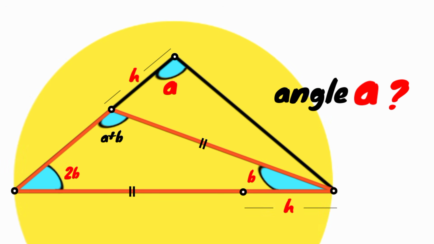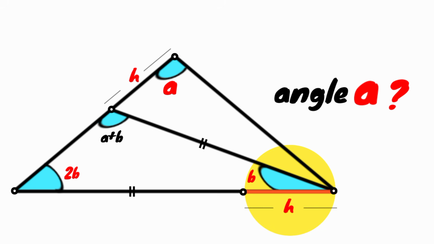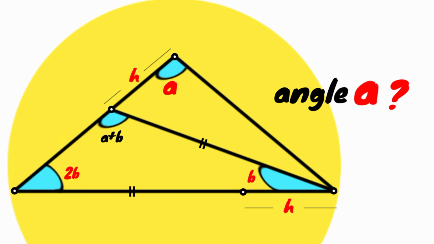This triangle, its angles are given to be 2B, B and A plus B. If you observe, we have two pairs of congruent line segments. This line segment and this are congruent, and then this and this are also congruent. So with these data, can we determine the value of A?